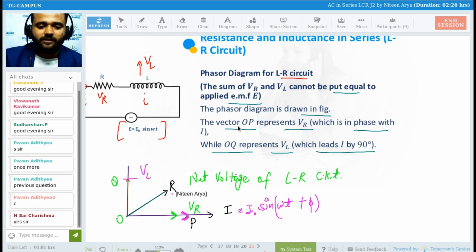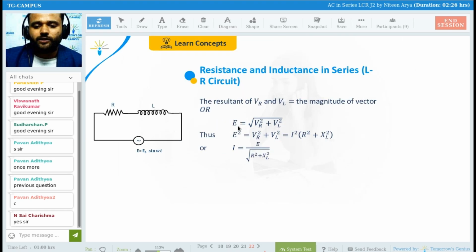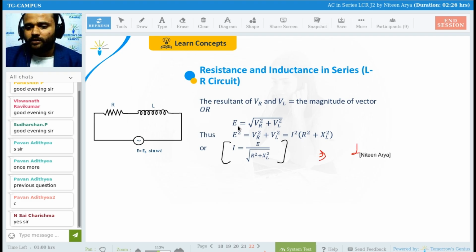So now the resultant vector, which is OR, is the net voltage. The magnitude of vector OR is E, under root of VR square plus VL square, so E square is VR square plus VL square, that is I square R square plus XL square. And when we find the current in this way, I is E by under root of R square plus XL square. This is magnitude terminology. So we know I is E by Z. This is the net impedance, the net impedance for the LR circuit.